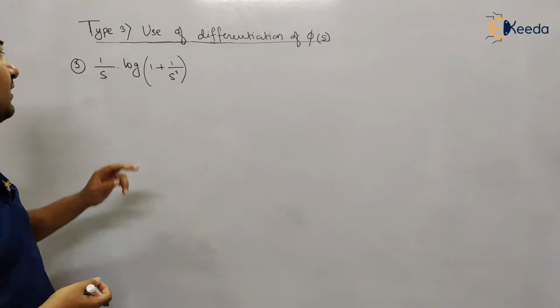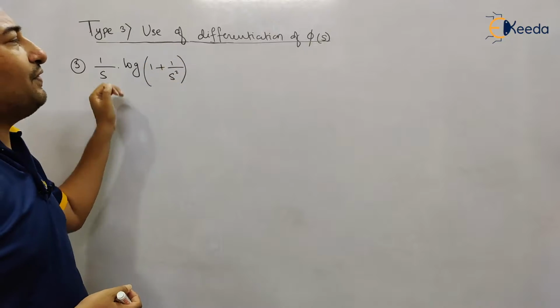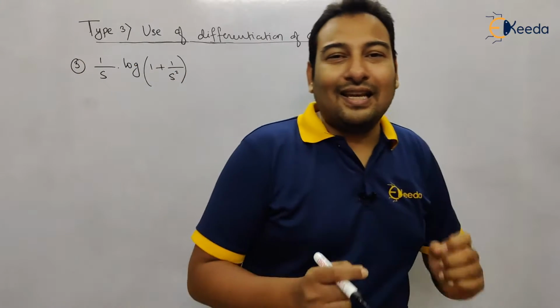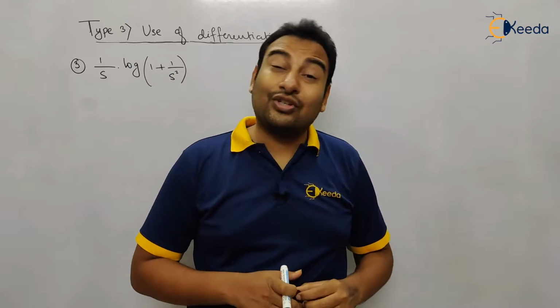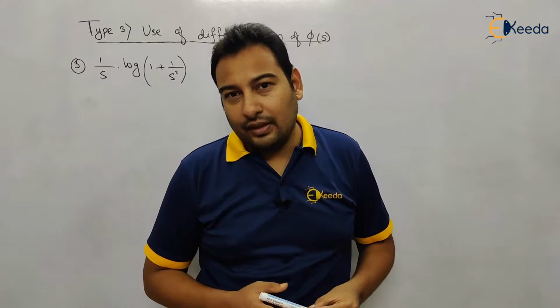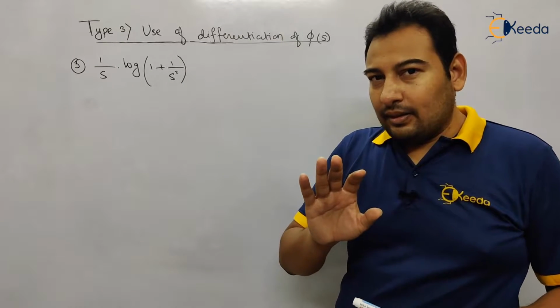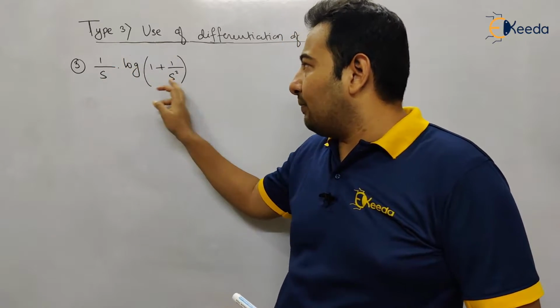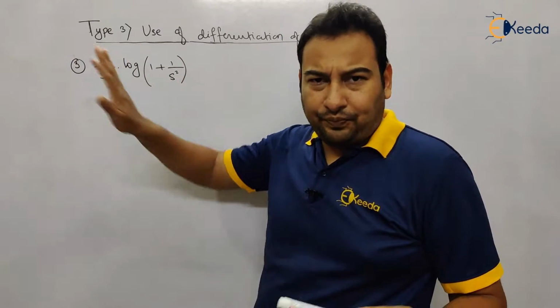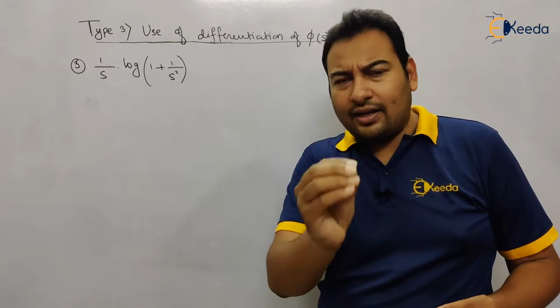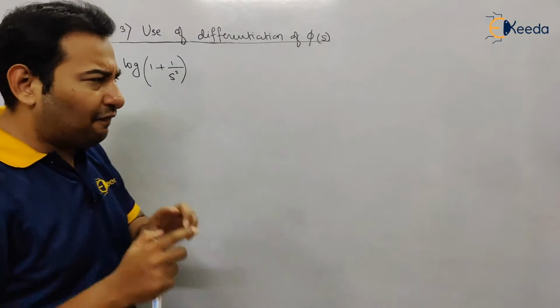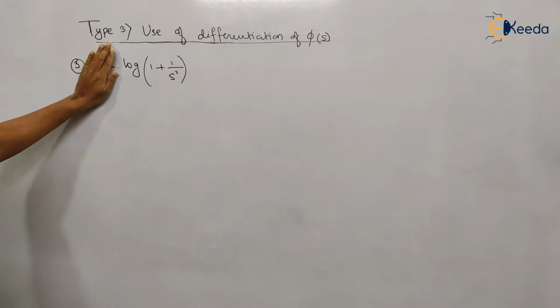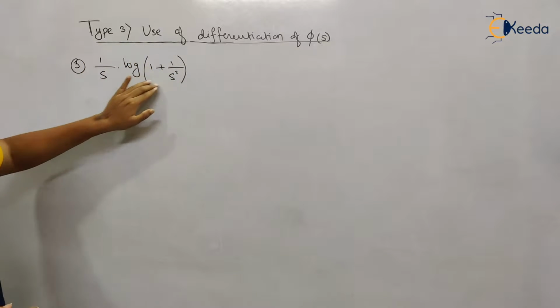Here there are two factors, 1 upon s multiplied with this. So please tell me how to solve this problem, how to start the problem. First of all, this 1 upon s is with multiplication of this particular term, right? First of all, forget about this. Just follow me and I'll explain you everything. If you forget about this, you will be left with this particular term.